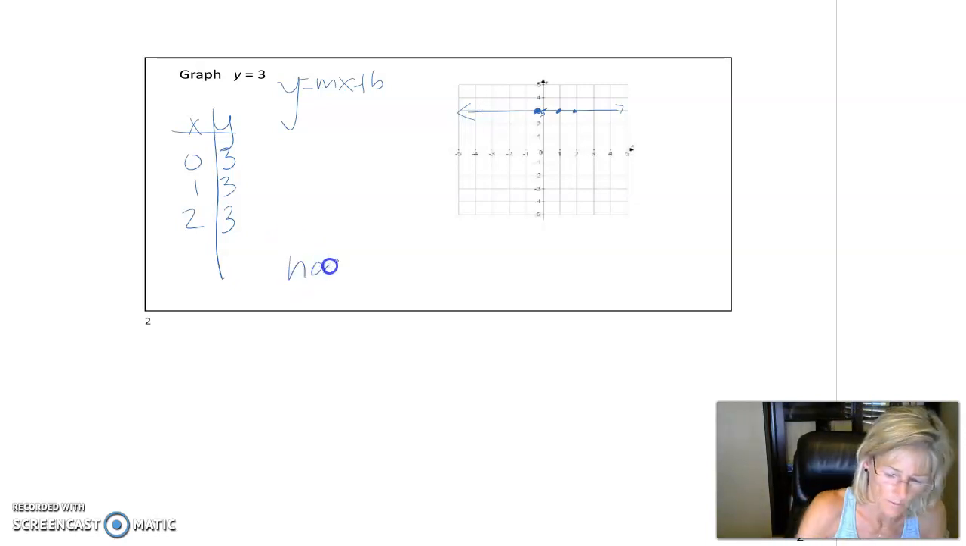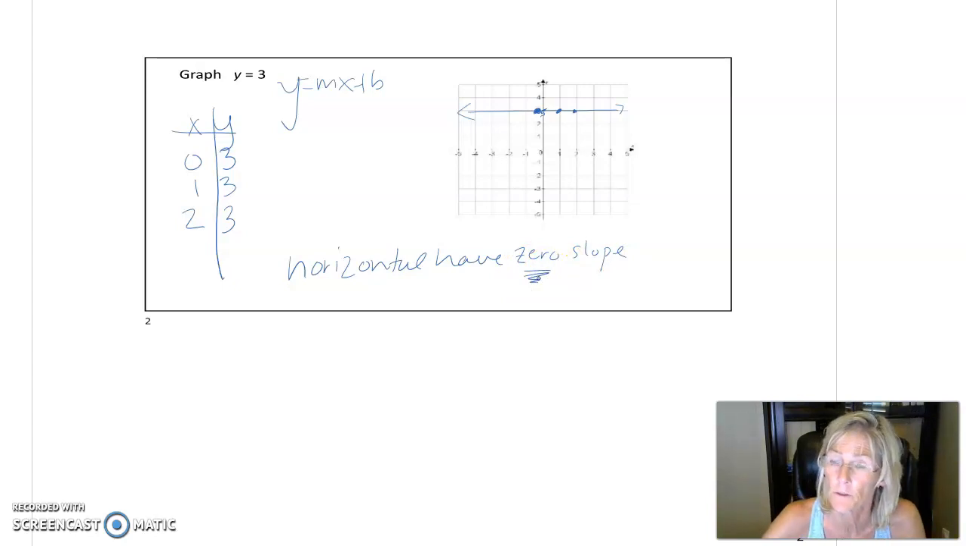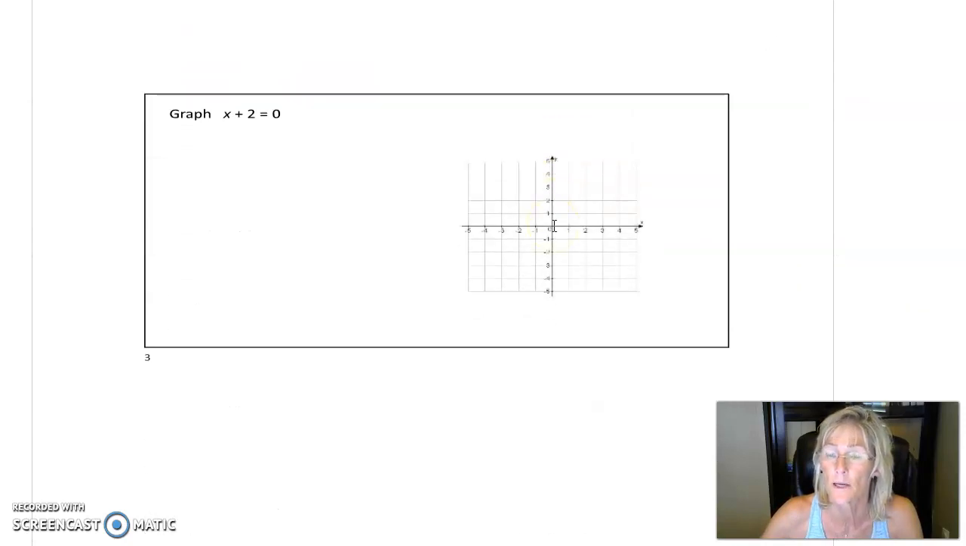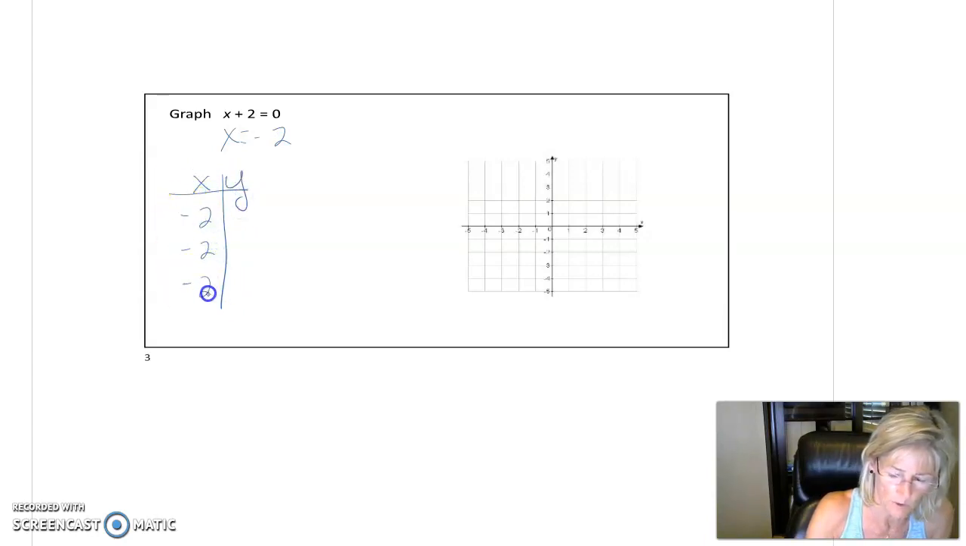Horizontal lines have 0 slope, which is very different than a vertical line. So let's look at one that has just x's in it. If I was to solve for x here, I'm going to subtract 2 from both sides. I get x is negative 2. That tells me that I don't care what y is, x always has to be negative 2. So if I draw my little t-chart, x always has to be negative 2.